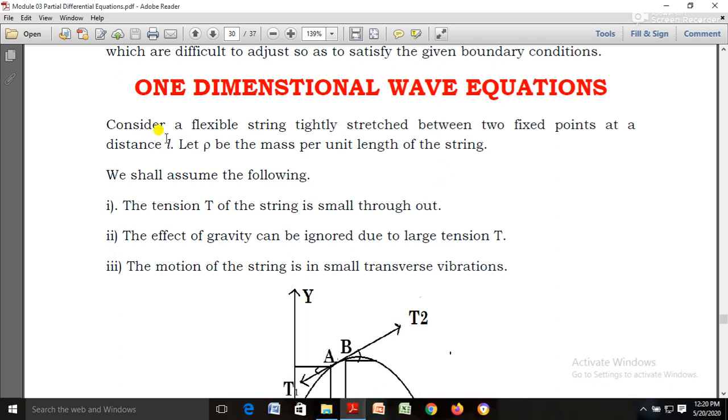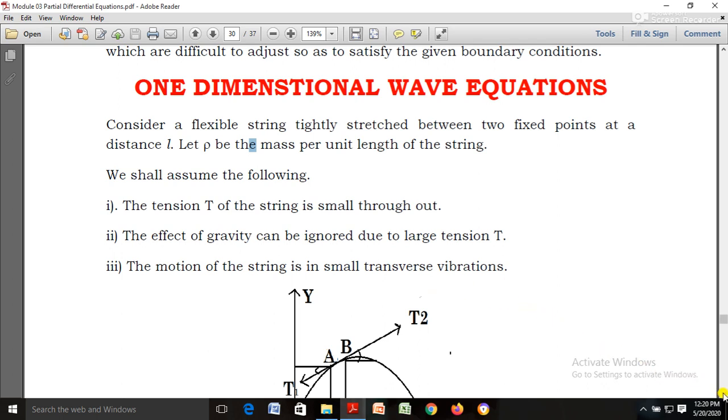Consider a flexible string tightly stretched between two fixed points at a distance L. Let rho be the mass per unit length of the string. We shall assume the following: the tension T of the string is constant throughout. The effect of gravity can be ignored due to large tension T. The motion of the string is in small transverse vibrations.